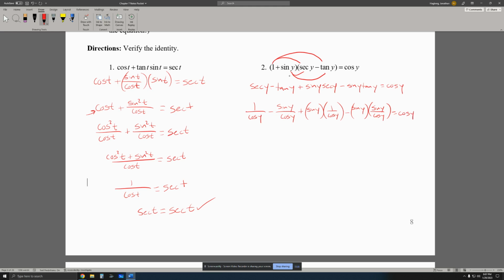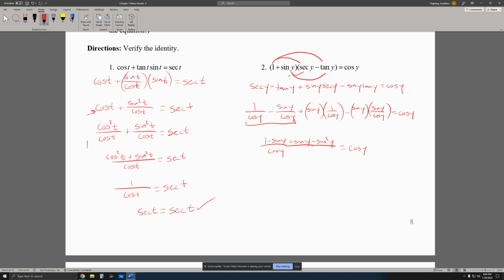All right, let's combine where we can. I noticed these are all over cosine y, so we can actually just add all of these together. We have a common denominator. So we have 1 minus the sine, and then we have plus the sine, and then we have minus sine squared. That's kind of nice when it works out that way. We have that common denominator of cosine y.